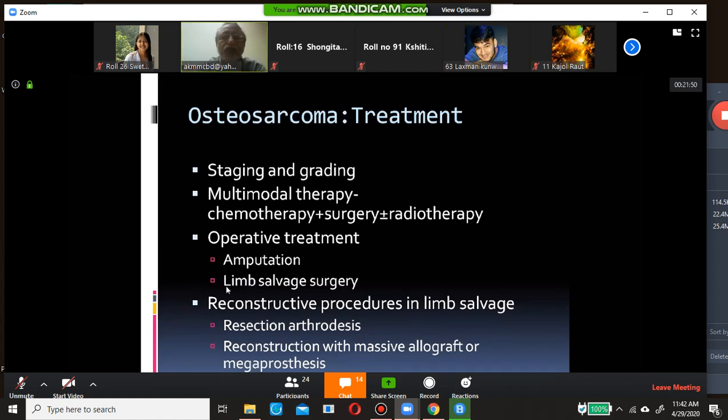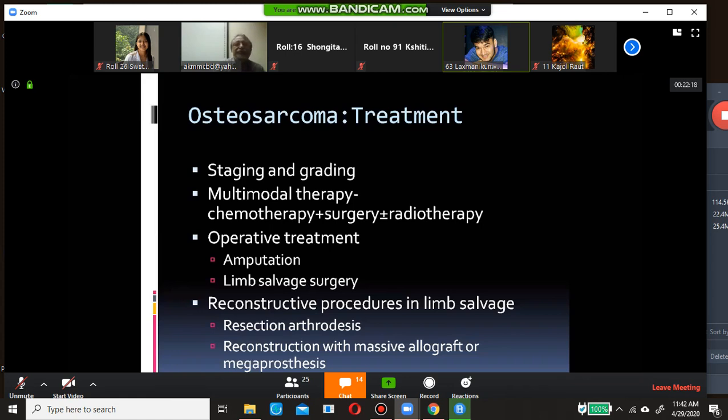Whenever possible, go for limb salvage surgery. We want to preserve the function. And if not possible, then only you can go for amputation. Okay. Then what do you do? Reconstructive surgery. Limb salvage surgery includes the reconstructive surgery. And after amputation, later on you may give a prosthesis. That's fine. But after the surgery, do you do anything else?